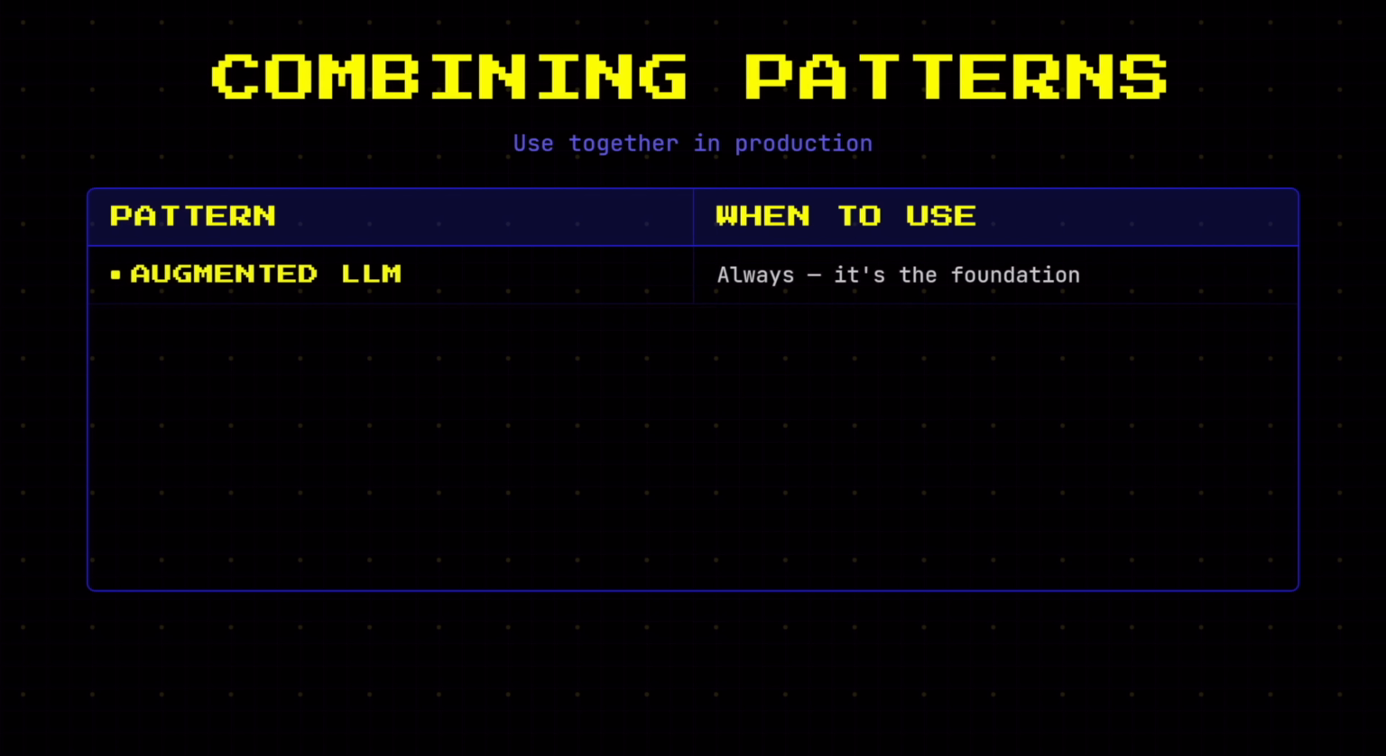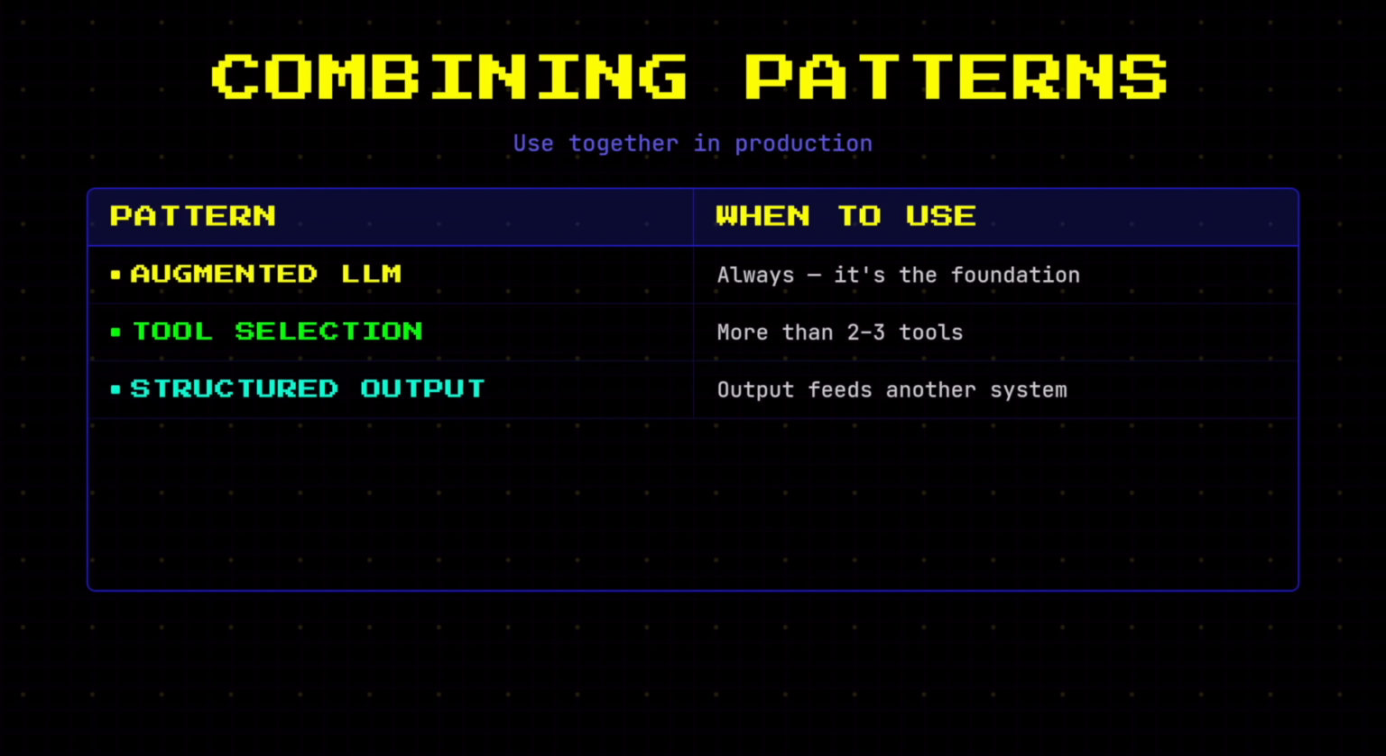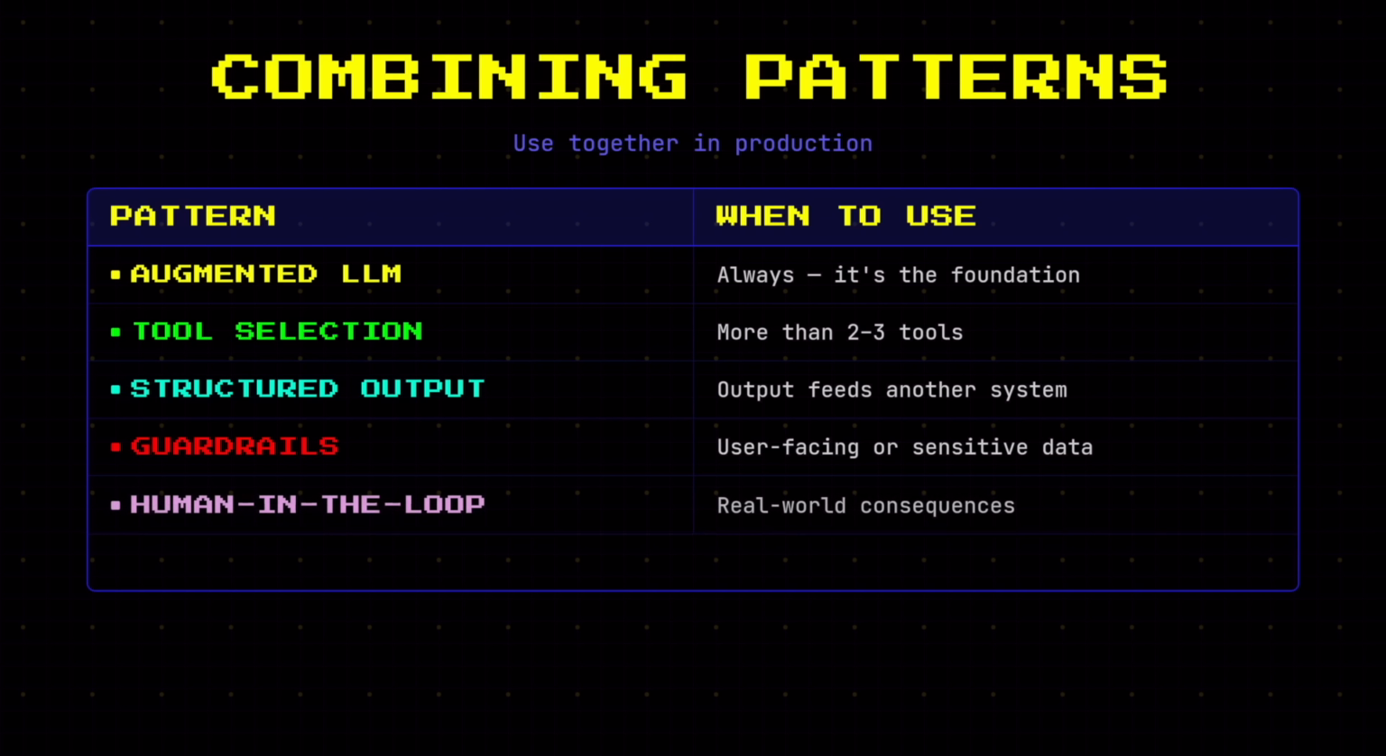Use augmented LLM always. It's the foundation. Add tool selection when the agent has more than 2 or 3 tools. Use structured output when the output feeds into another system. Add guardrails when the agent is user-facing or handles sensitive data. Use human in the loop when actions have real-world consequences. Add model fallback when uptime matters. Patterns solve real problems. Pick the ones you need.